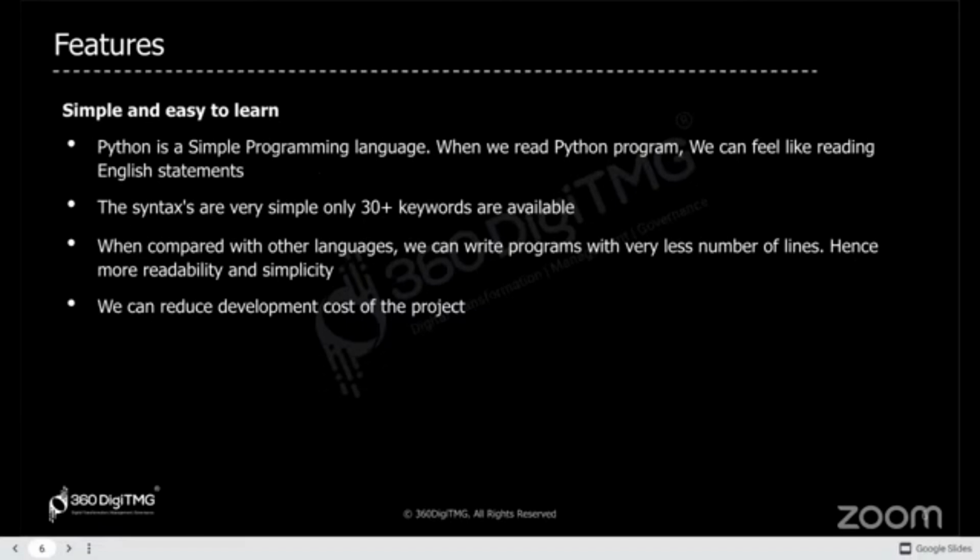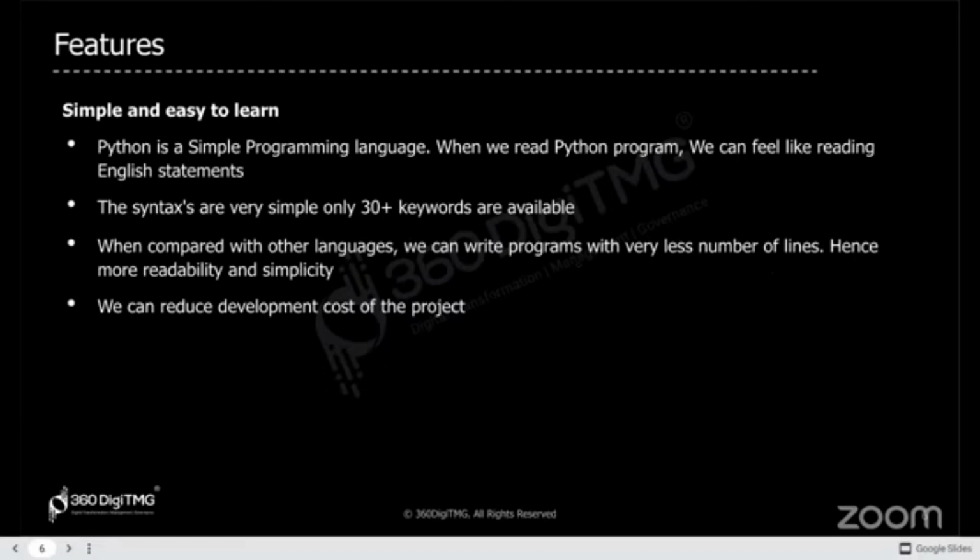When you read a Python program, let's say somebody else has developed a Python program and given it to you, you will feel as if you're reading English statements. There is nothing extremely complex about it. The syntax is very simple, with about 30 plus keywords. When compared to other languages, we can write the programs with a very small number of lines of code.